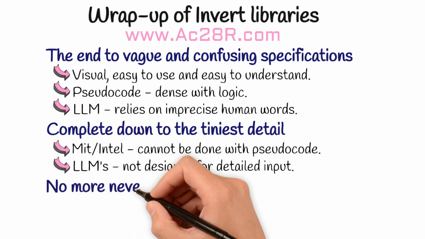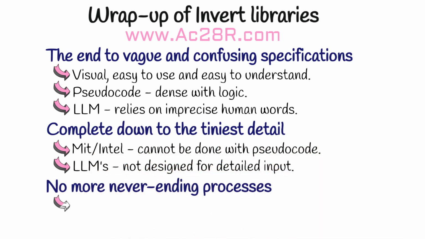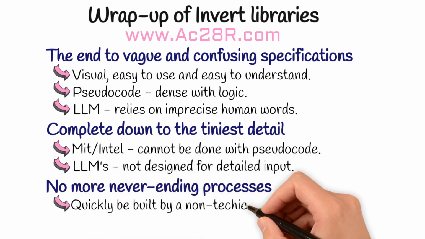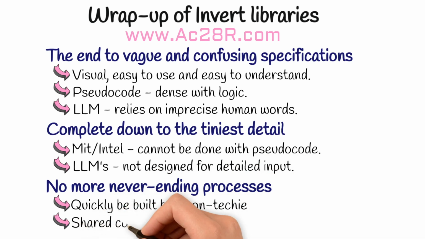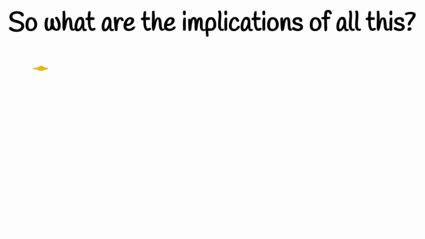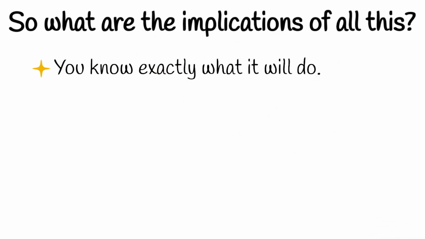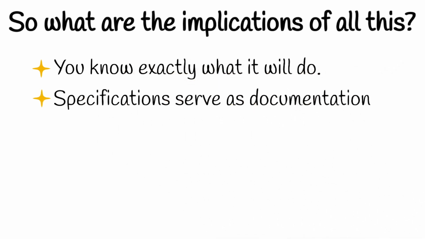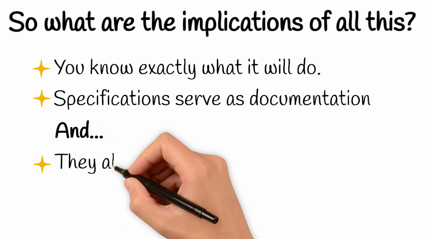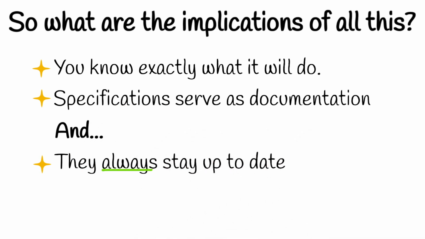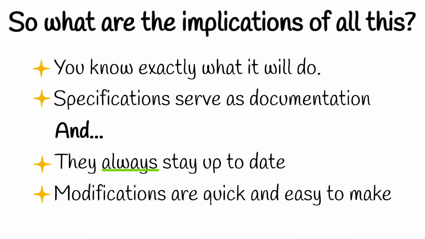No more never-ending processes. Invert structures can quickly be built by a non-techie. Everyone shares a common understanding of what they did. This leads to easier project management and fewer meetings. So what are the implications of all of this? You know exactly what your software application is supposed to do, and you don't need a degree in engineering. The invert specifications also serve as your documentation, and they always stay up to date. And modifications are quick and easy to make.